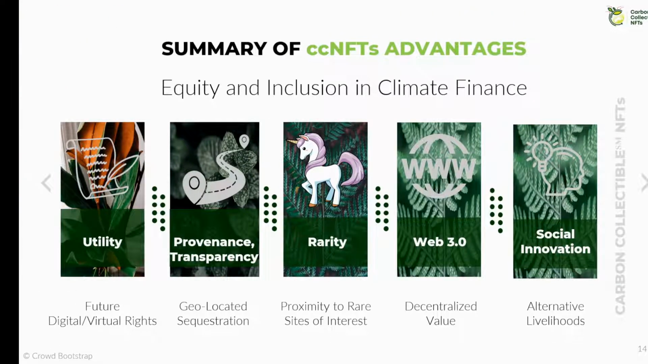And so, as a summary, in providing equity inclusion to climate finance, we provide enhanced utility over a traditional carbon offset. We provide additional and enhanced provenance and transparency that you do not get with a traditional carbon offset. We provide physical rarity that you do not get with a traditional carbon offset. We have a Web3 solution, and in time, our solution will evolve to a peer-to-peer marketplace where landowners will be able to stake their plots of land and buyers will be able to buy the carbon sequestration rates or carbon offsets directly from the seller. And we also have our social innovation studio.